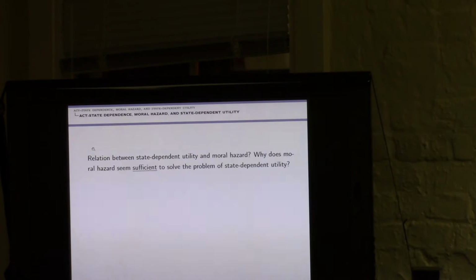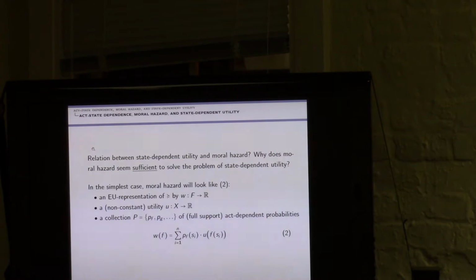Now, the simplest case of moral hazard will look like the formula we've seen before, formula 2. Namely, you'll see in the data a form of act-dependent probability. That's to say the guy will have one utility function, and he will have a collection of act-dependent probability distributions, a big set called P. And for the sake of argument, continue assuming they all have full support. And what you see in the data is that he follows the rules of maximizing act-dependent expected utility.